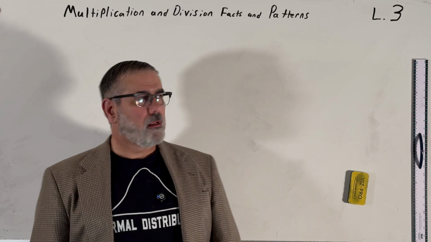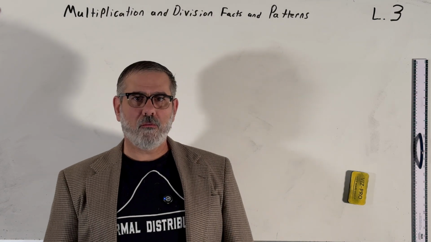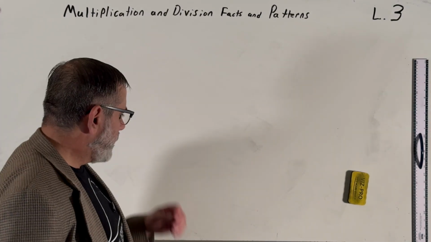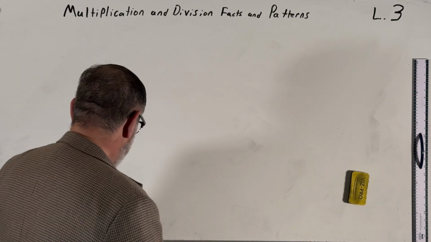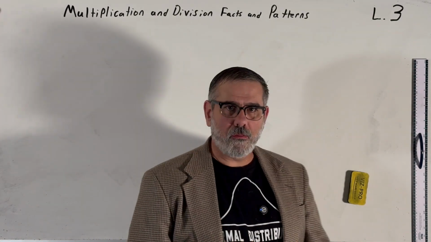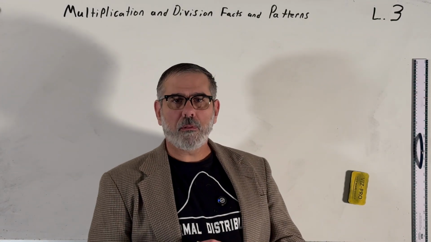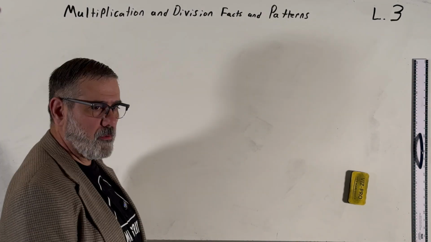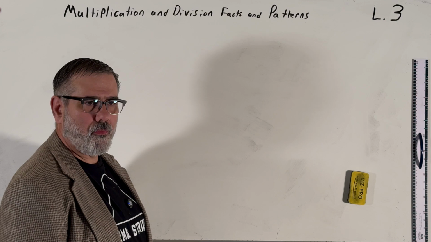Okay, welcome back. Lecture 3, Multiplication and Division, Facts and Patterns. So let's go through this. Probably the easiest pattern in multiplication that we can talk about is multiplication and division by 10. And in that case, it's really rather easy. We either add or take off a 0 at the end of the number.